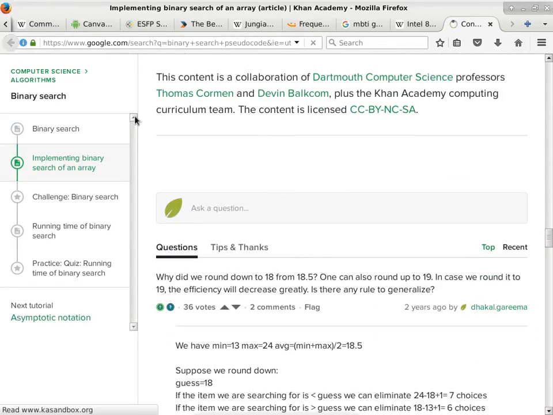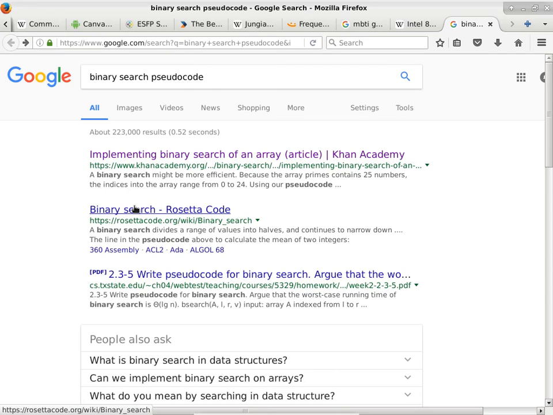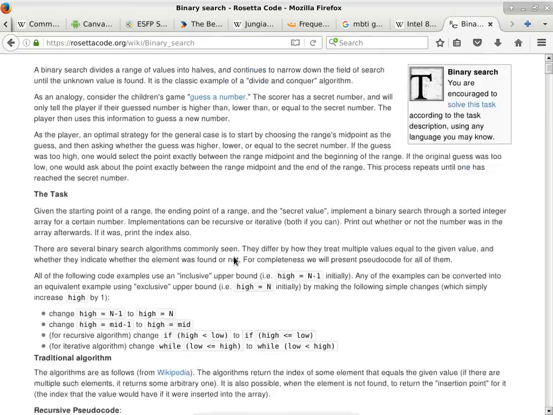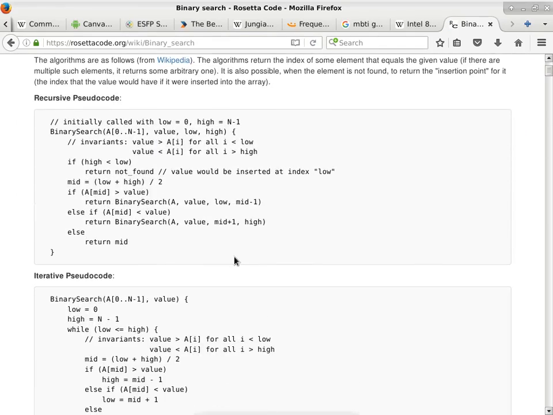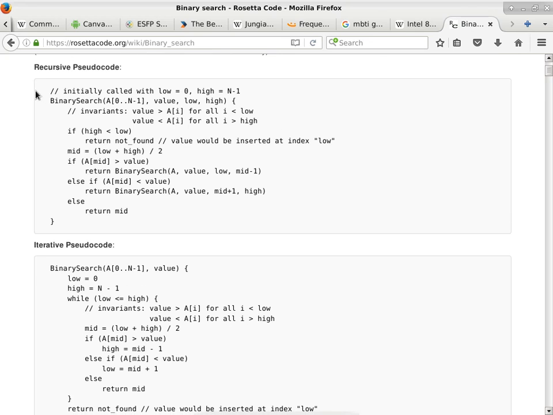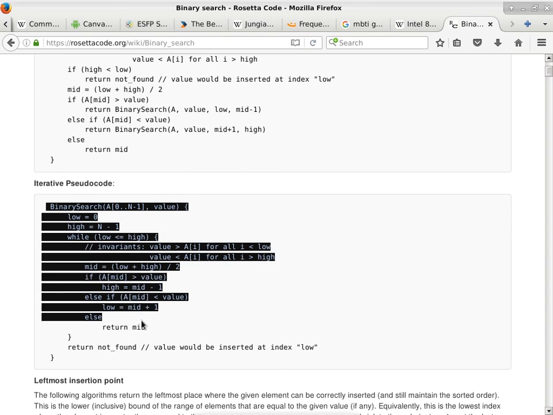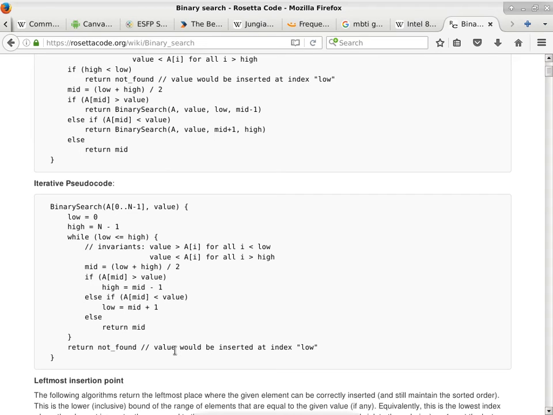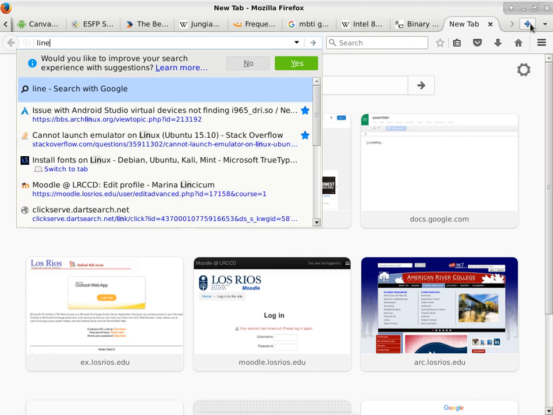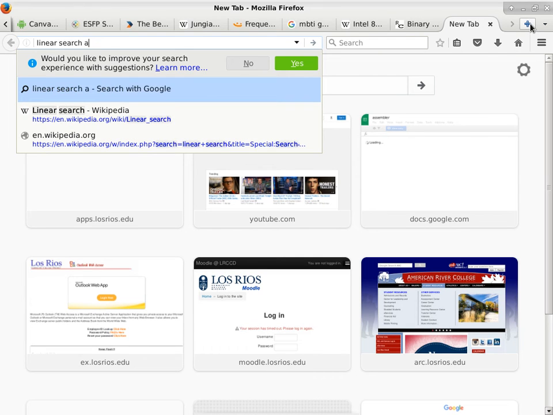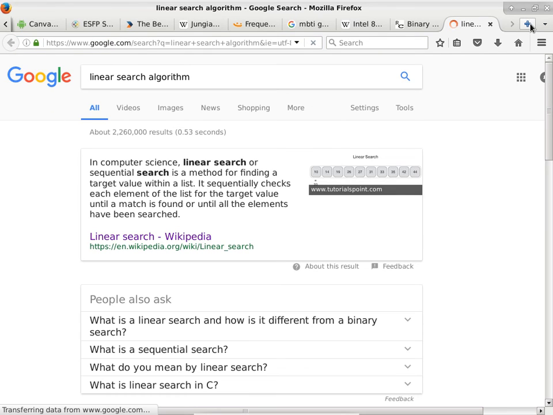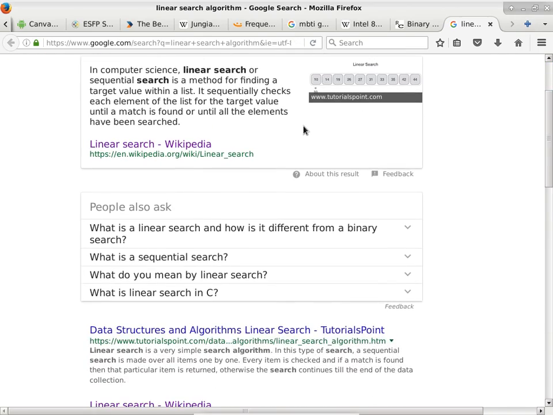But that's not really pseudocode. There we go. Okay, so now we have binary search. You can do it either recursively or you can do it iteratively, okay? But either way, it's kind of longish, okay? Because you can compare this to linear search. So when you compare that to linear search algorithm, which is really simple, like 5 lines.